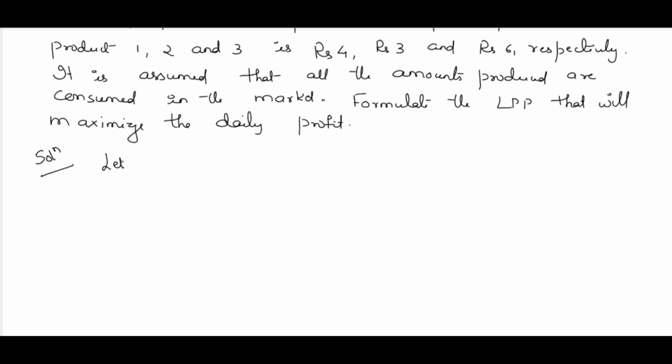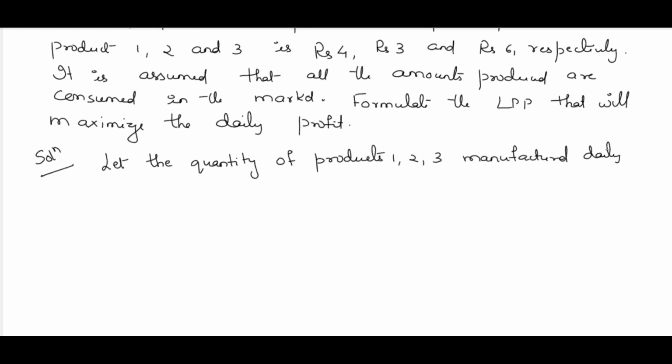let the quantity of products 1, 2, 3 manufactured daily be x1, x2 and x3 units. As I have told you, we have to assume, like in linear equation we used to solve. And here obviously x1, x2 and x3 are all greater than or equal to 0.